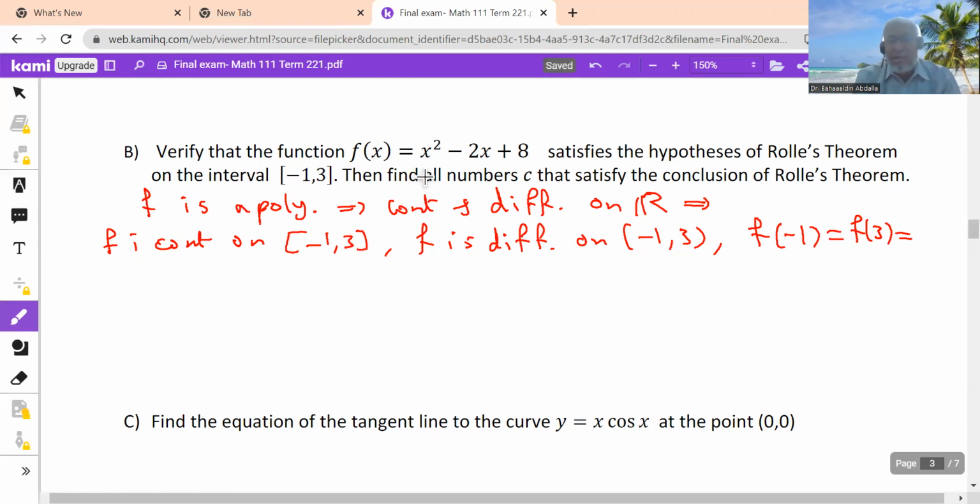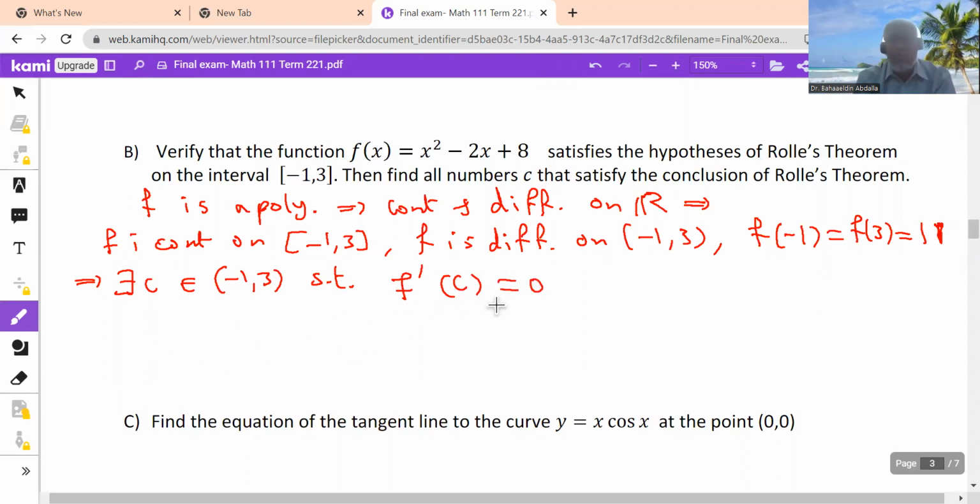So replace x by -1, you will have 1 plus 2 plus 8, that's 11. And when you replace x by 3, you will have 3 squared, 9, minus 6, that's 3, plus 8, that's also 11. So f of -1 equals f of 3 equals 11. The conditions of Rolle's theorem are satisfied. So we can say that there exists c in the open interval (-1, 3) such that f prime of c is 0. That's the conclusion of Rolle's theorem.